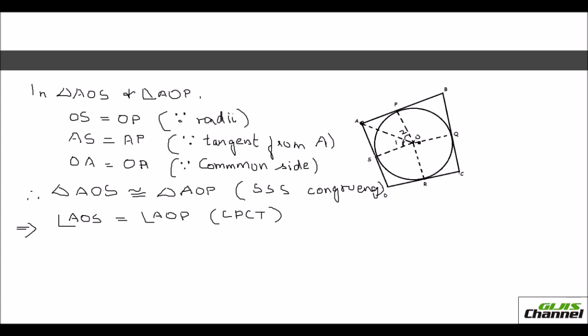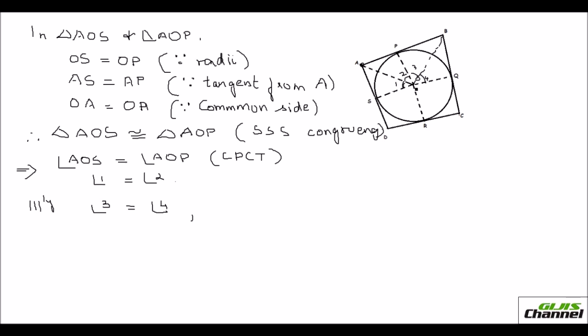Likewise, I'm going to draw a dotted line here, and I take this as angle 3 and this angle as 4. Similarly, you can prove that angle 3 is equal to angle 4. Then when I join these two, this is angle 5 and this is angle 6, so angle 5 is equal to angle 6. The same way you can prove it for the last triangles, SOD and ROD. I write these as 7 and 8, and angle 7 is equal to angle 8.